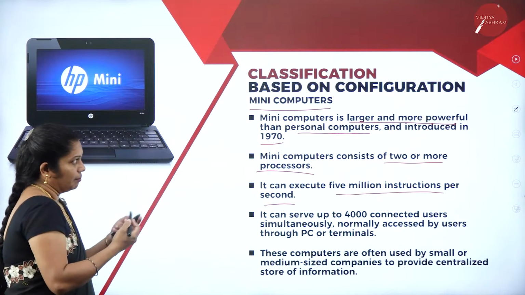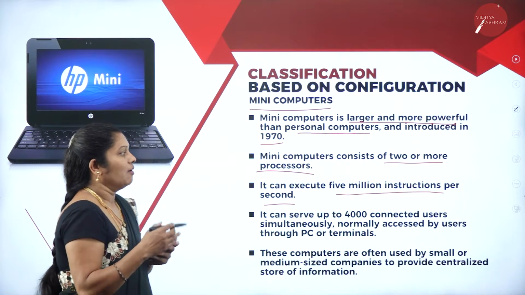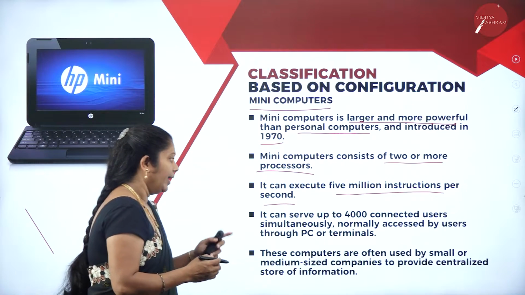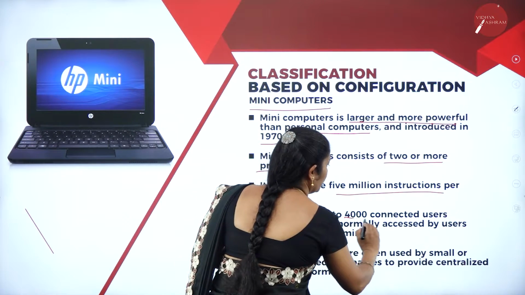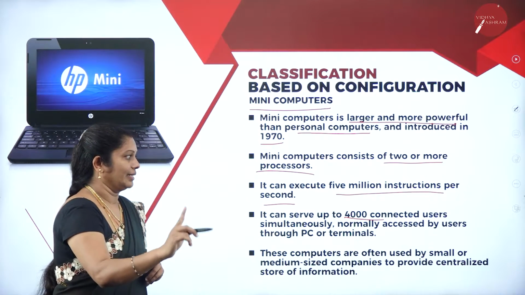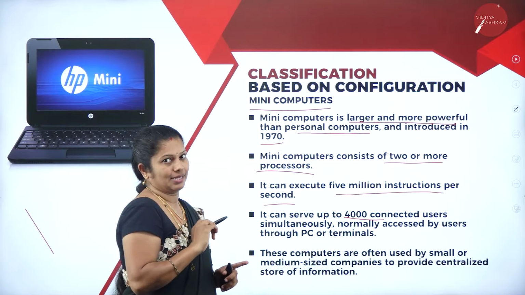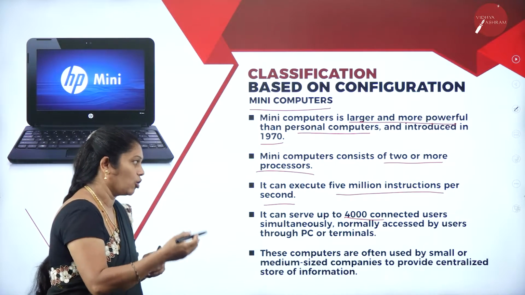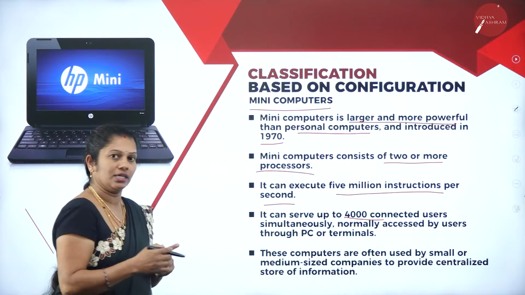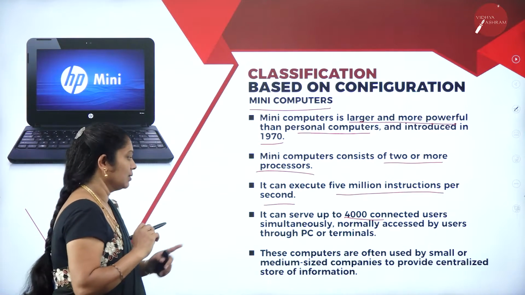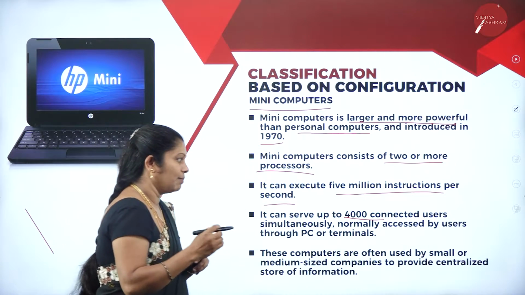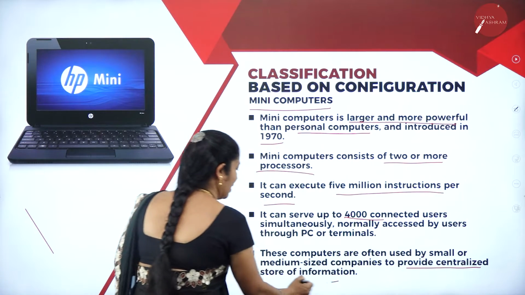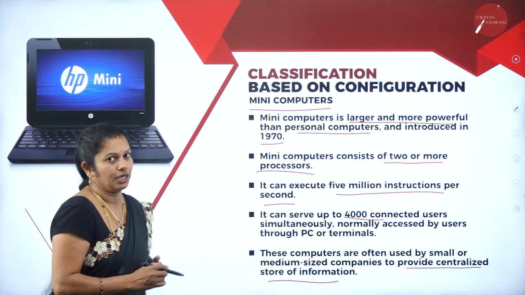This is the mini computer. It can execute 5 million instructions per second. It can serve up to 4,000 connected users simultaneously. 4,000 users can work on this at the same time. It is normally accessed by users using their PCs and terminals. These computers are often used by small or medium-sized companies to provide centralized storage of information.